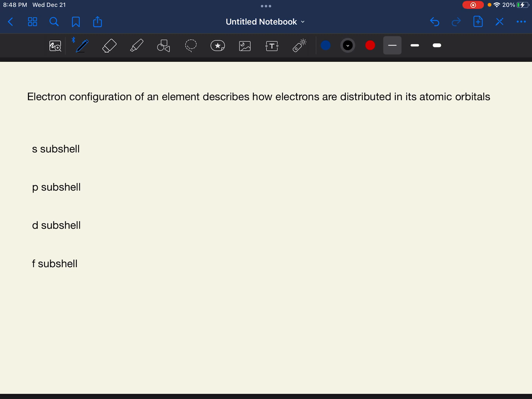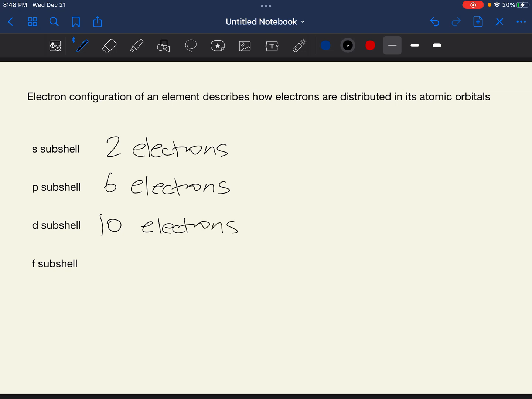Subshells consist of these orbitals, and the four subshells that we know of are the s subshell, the p subshell, the d subshell, and the f subshell. In the s subshell, 2 electrons can be held. In the p subshell, we can have 6 electrons. In the d subshell, we can have 10 electrons. And in the f subshell, we can have 14 electrons. And I'm saying all this because we'll get more into why it matters in electron configuration.